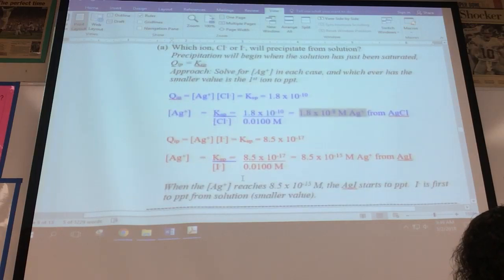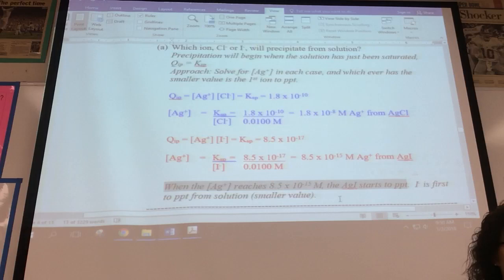You're going to do the same thing for the silver ion from silver iodide. You're plugging in the same concentration because they were the same. So clearly you can see that the concentration of silver ion from silver iodide is less than the concentration of silver ion from silver chloride. That means that silver iodide precipitates first because this concentration is less than this. So when concentration reaches that, silver iodide starts to precipitate. Okay?